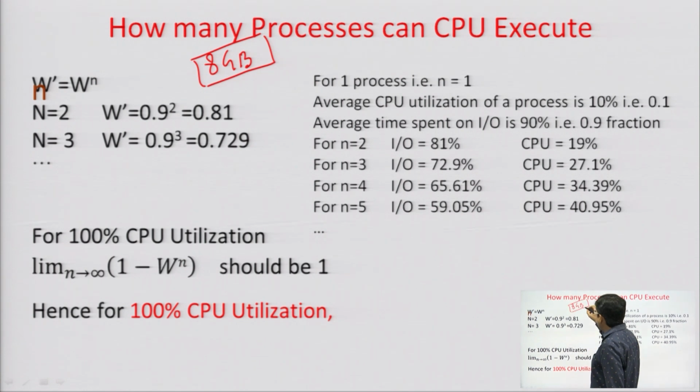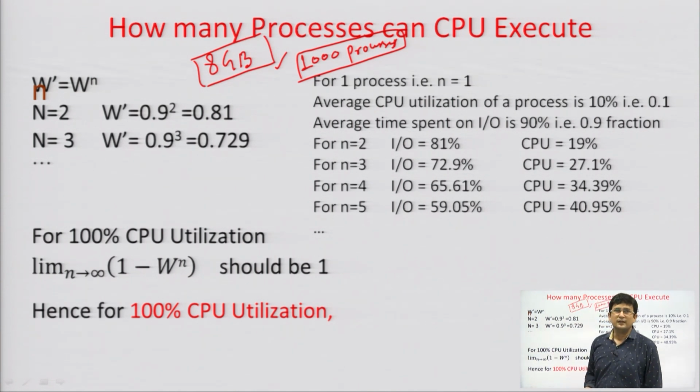The 8 GB is sufficient to work with the processes that we have, but we can only handle about 1000 processes in 8 GB. I am not telling you the exact number, it is just a guess that let us say 1000 processes are running in the 8 GB of memory. Even then, when 1000 processes are running in the main memory of the computer system, the CPU is not 100% utilized.